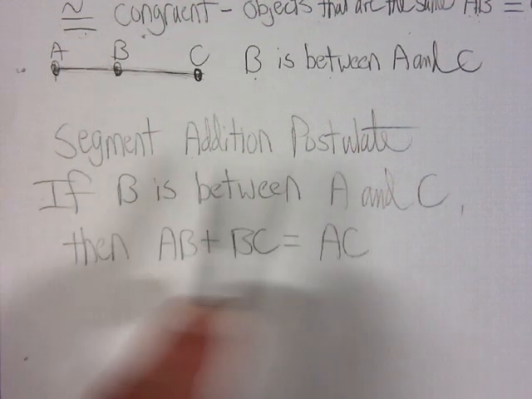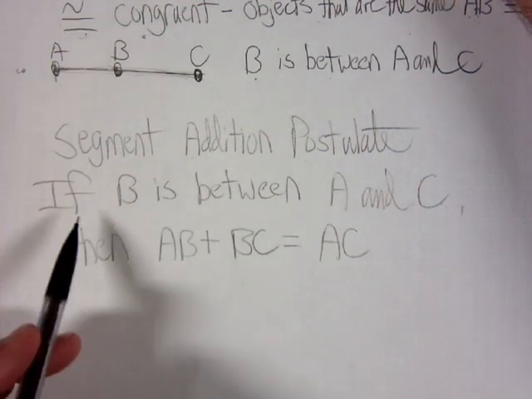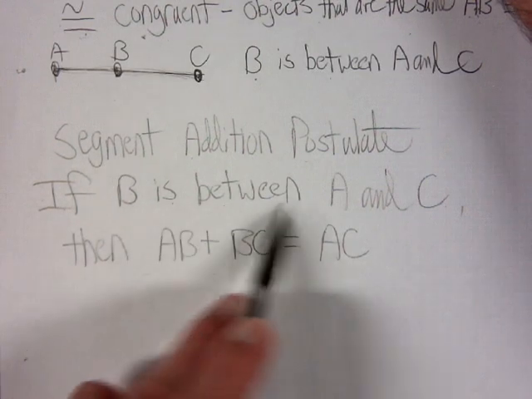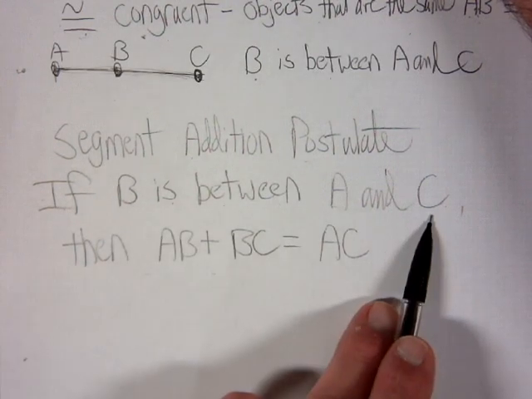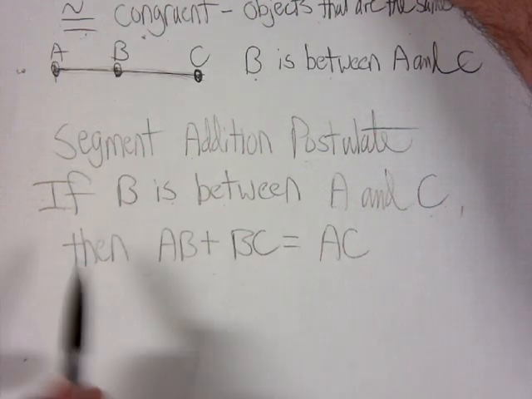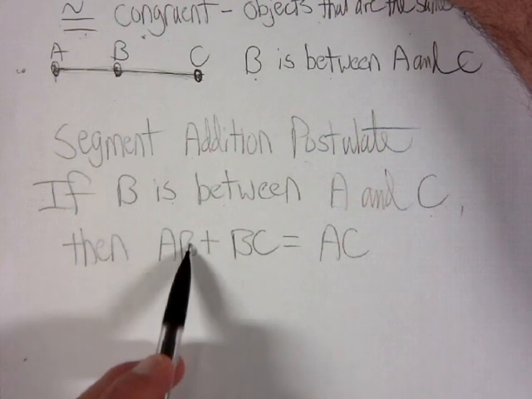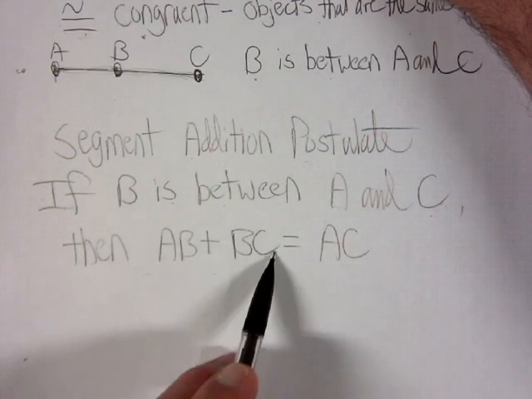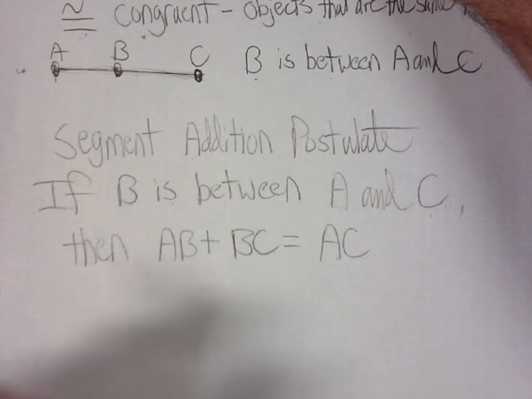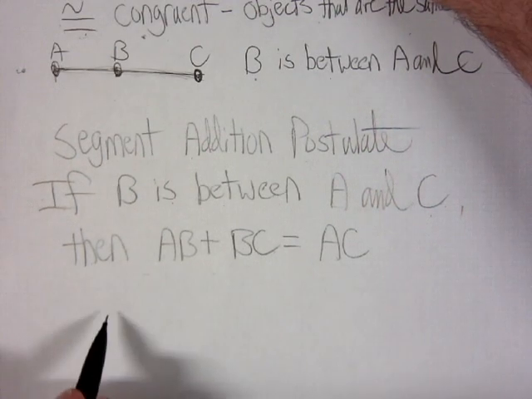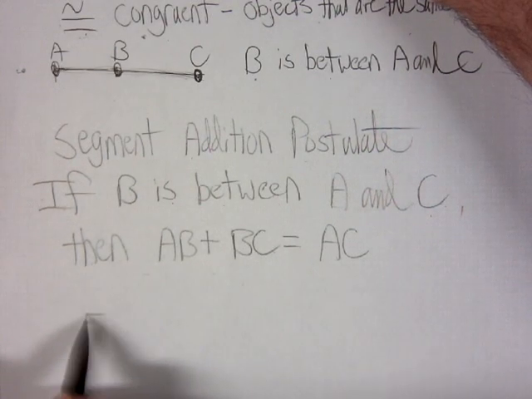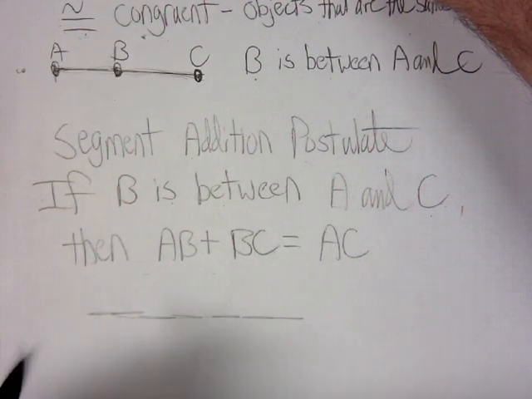So here's the segment addition postulate. It says, if B is between A and C, then the measure of AB plus the measure of BC equals the measure of AC. So let's draw that out and see if that's true. Let's draw a segment, segment AC.